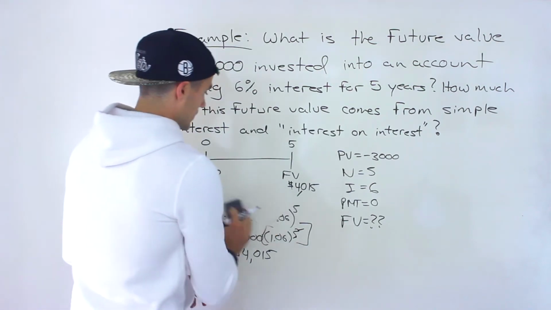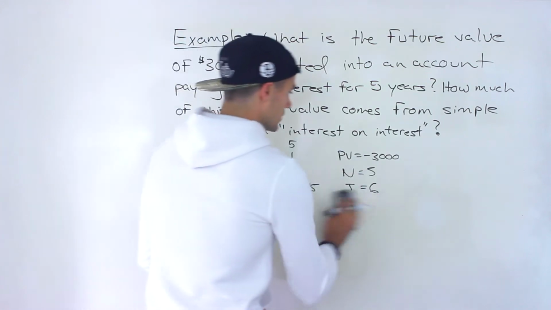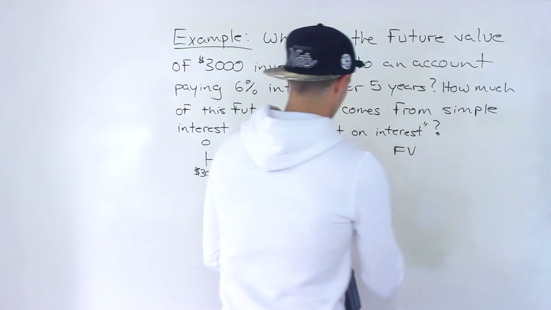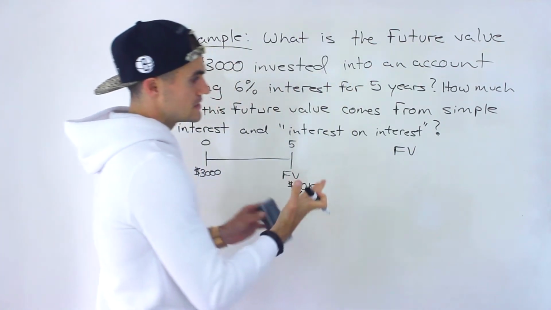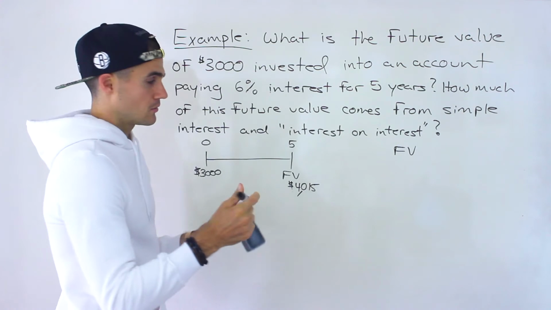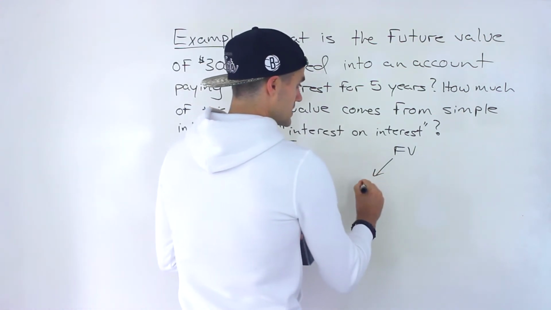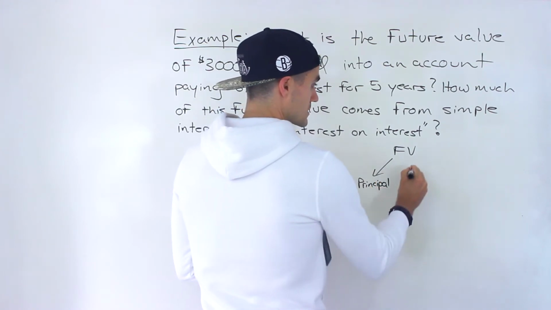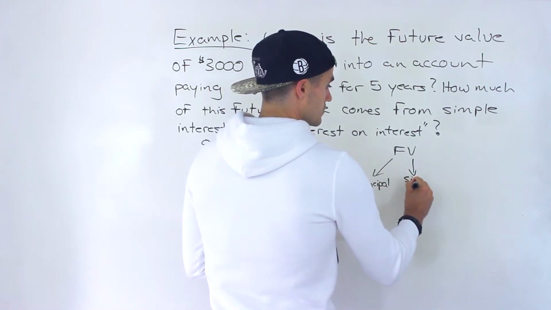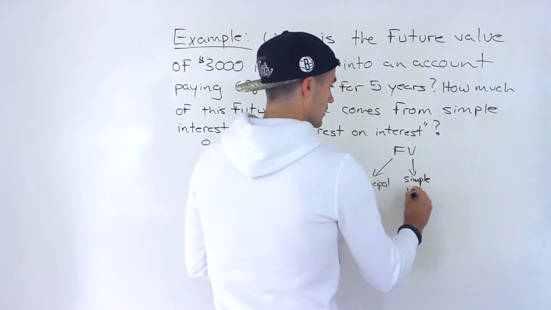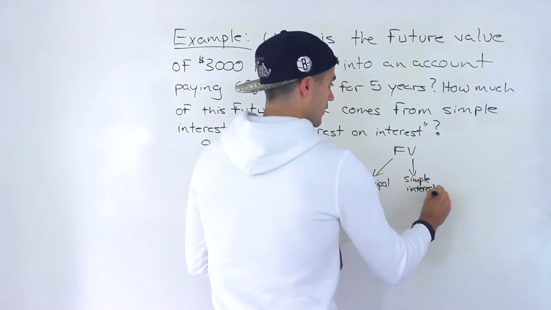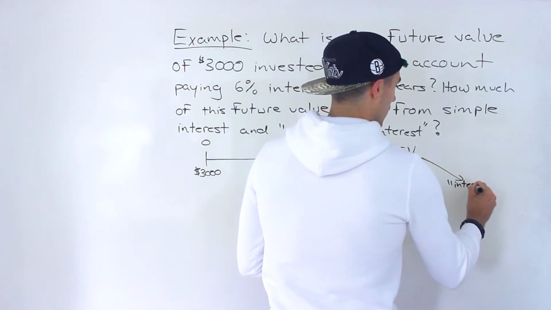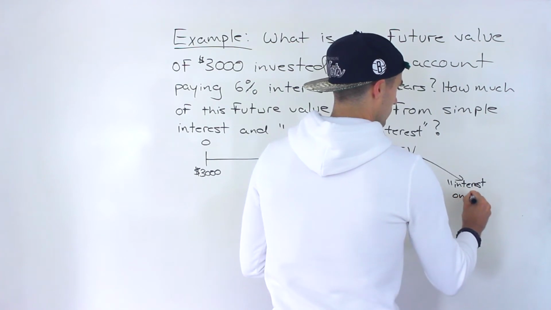Now, just in general first, whenever you have a future value like this, it's always broken down into certain components. It's broken down into the principal amount, the amount that you initially invested. It's broken down into simple interest. And then it's also broken down into a component we can call interest on interest, in quotes.